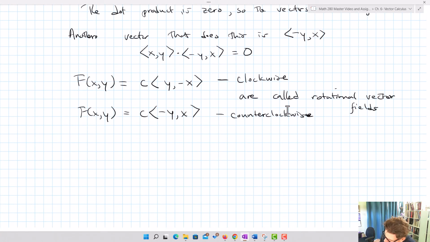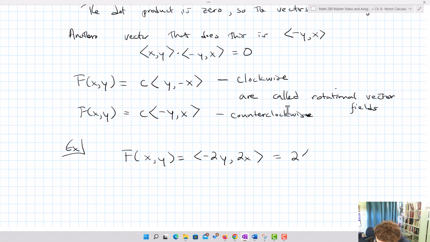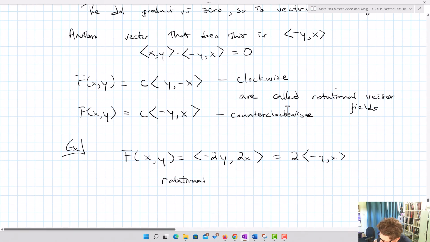If we took f of xy, so we've got an example here, f of xy equal to negative 2y, 2x. What you can see here is this is actually 2 times negative y, x. So this is rotational, and in fact, it's going to be moving counterclockwise because it's got the right form.